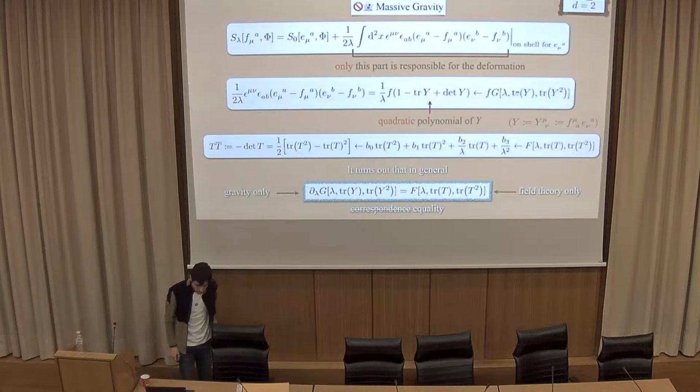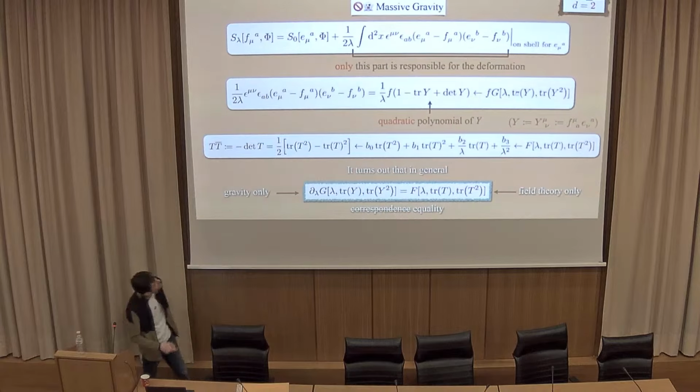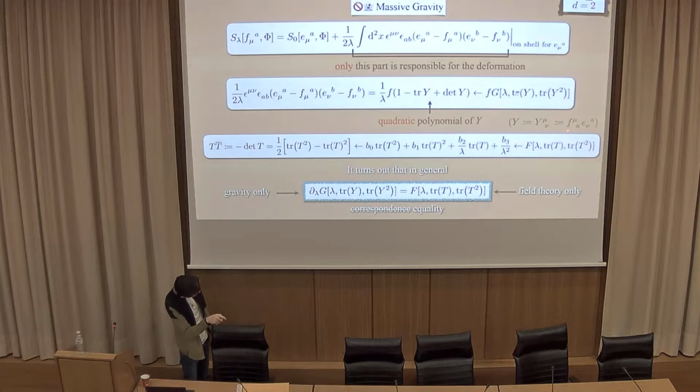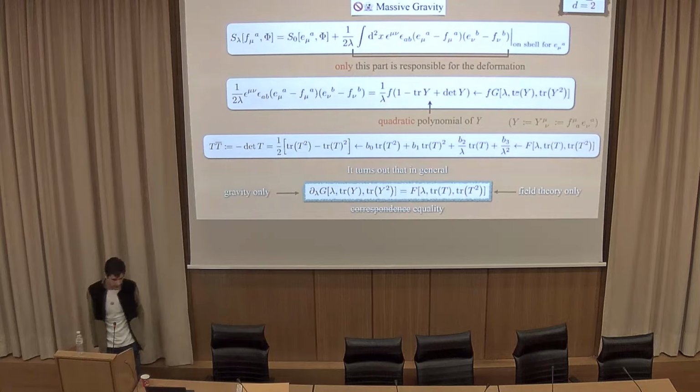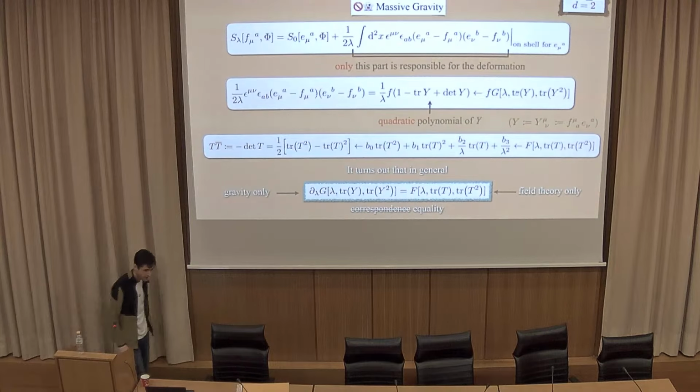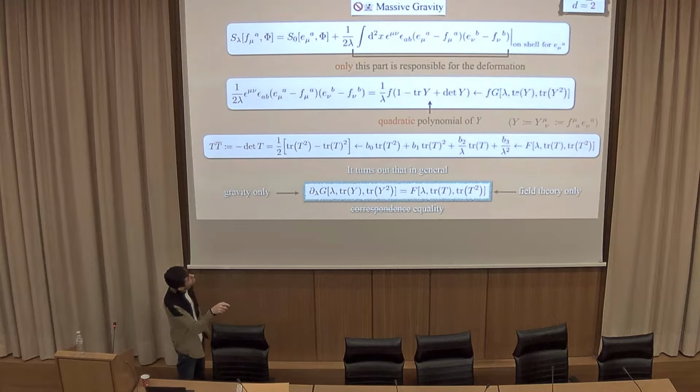However, it's not going to be very convenient for what I will do in a bit. So let me rewrite this particular term in a more convenient language. I will define y as the inverse of F times E. These are again two well-behaved matrices, so they're invertible. I can do that, and then I can rewrite this particular mass term in terms of this y variable.